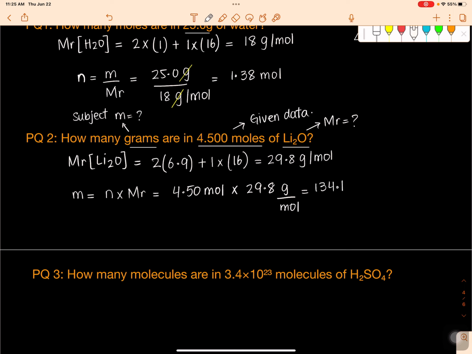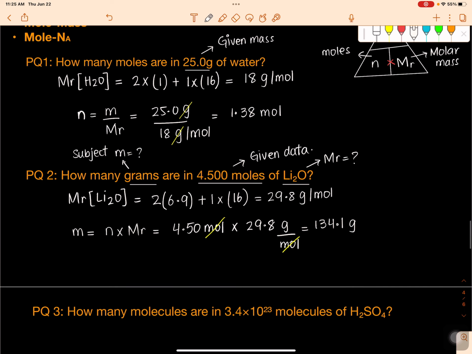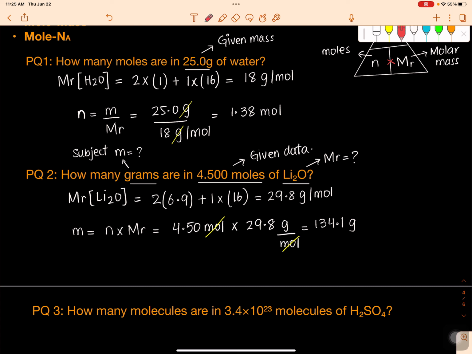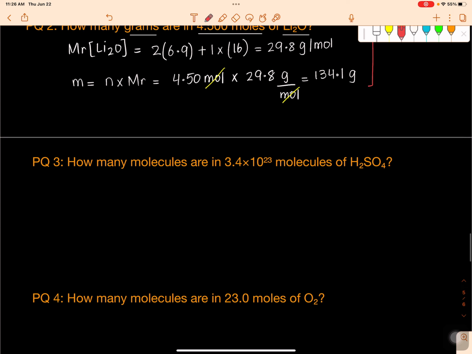134.1. What will be the unit? Let's find out. Moles will be cancelled out by moles and we are left with grams. And since we are finding out the mass, the answer comes out in grams. So these two problems are based on moles and mass interconversion. I hope you are clear about this.